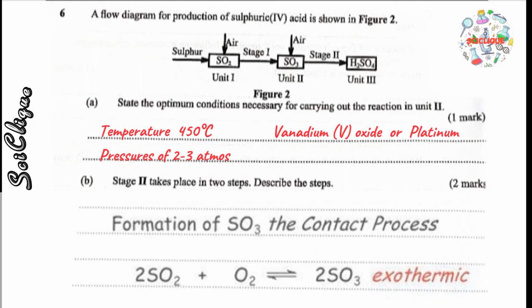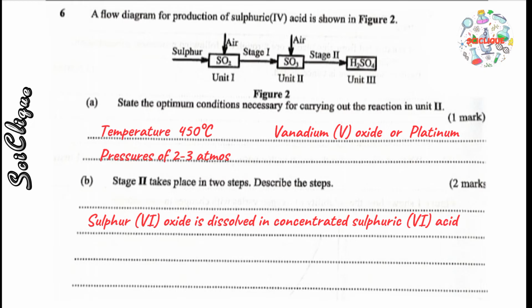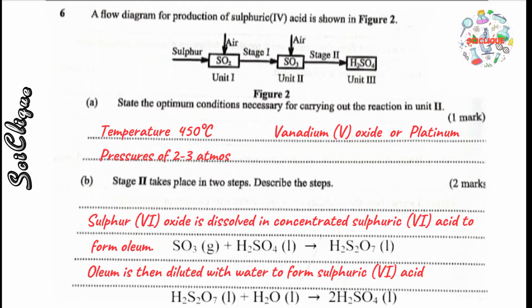Okay, enough with part A. Let us proceed to part B. Stage 2 takes place in 2 steps. Describe the steps. Now, stage 2, of course, leads to the production of sulfuric 6 acid. So number 1 is that the sulfur 6 oxide that has been formed is going to be dissolved in concentrated sulfuric acid to form oleum. The oleum will then be diluted with water to form sulfuric 6 acid. And there we have it. And those are the equations representing the process.